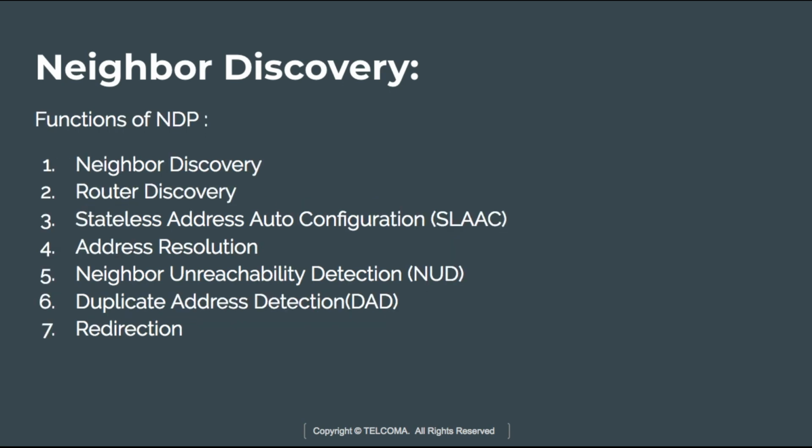Next are the functions of NDP, the neighbor discovery protocol. The first is neighbor discovery, which will discover or find the nearest neighbor on the route between source and destination. Then it will discover the router. After that, stateless address auto configuration, and then address resolution. It is also used for neighbor unreachability detection and duplicate address detection. The last one is redirection.